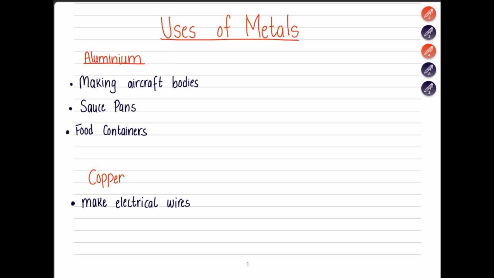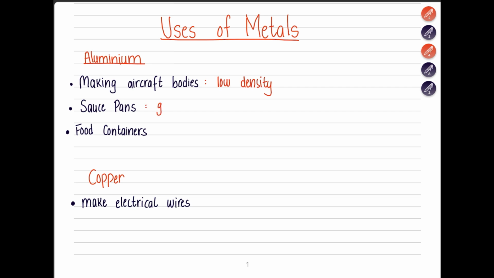Alright, so now we'll discuss uses of some common metals and why. So first of all, we have aluminum. Now aluminum is used to make aircraft bodies. Why is it used to make aircraft bodies? Because aluminum has comparatively lower density than other metals. So lower density means it's a good choice for airplanes to fly. Low density is desirable.